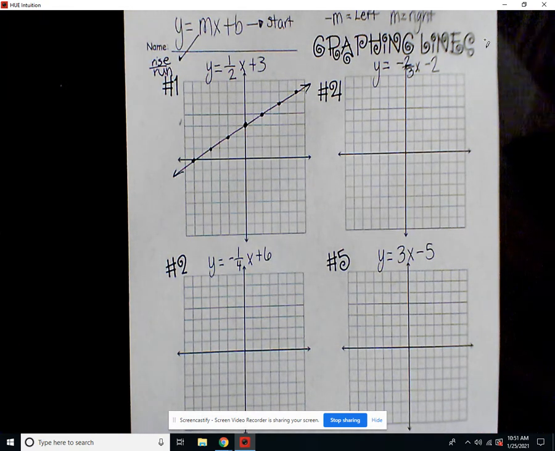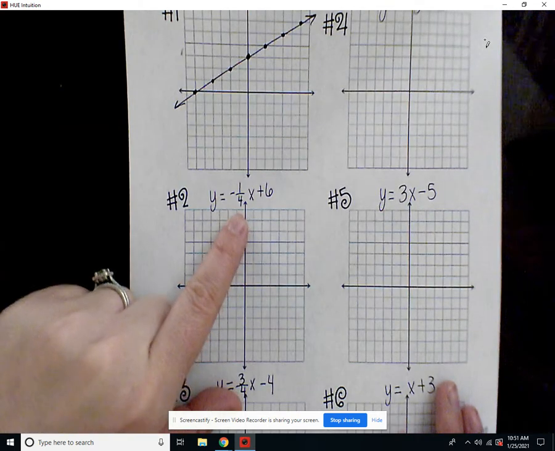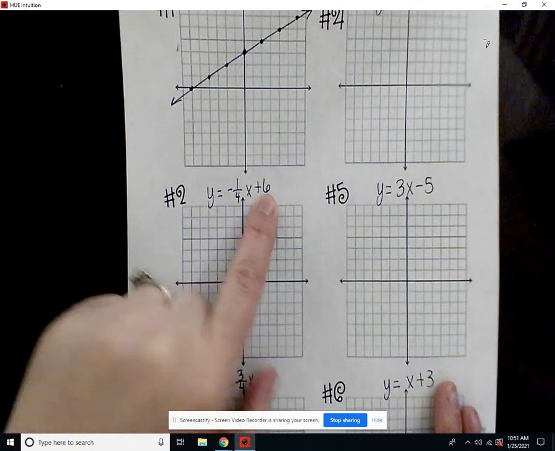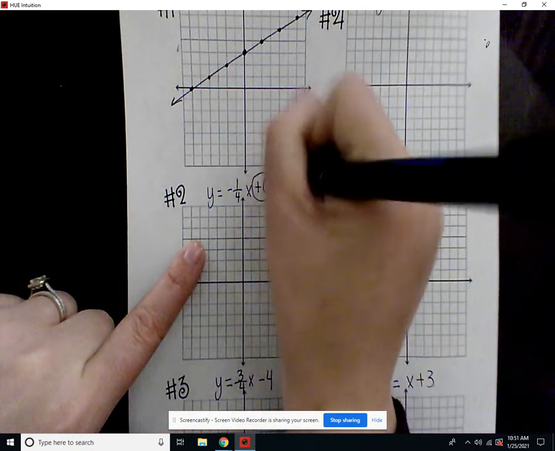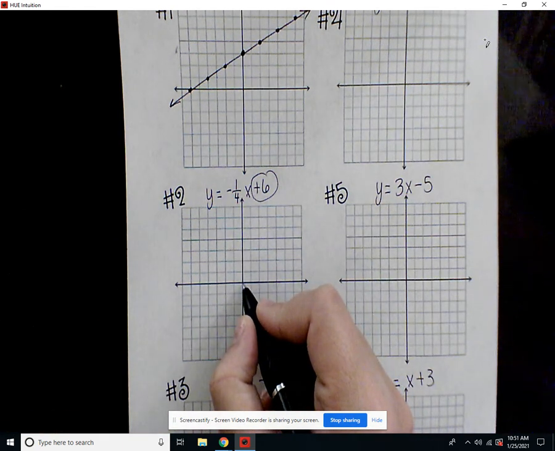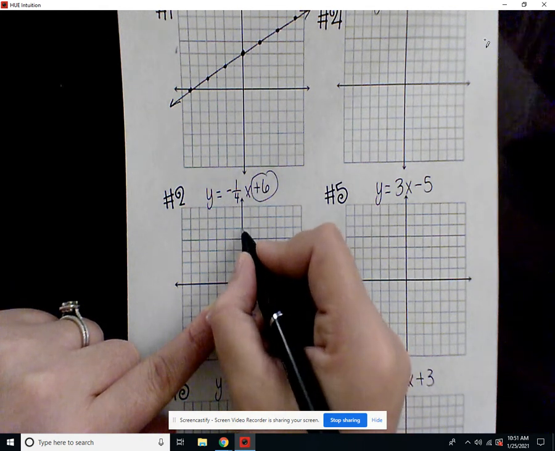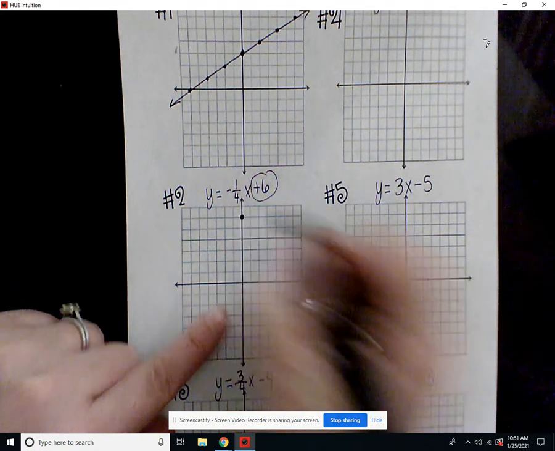All right, so let's look at a negative one. So negative 1/4 x plus 6. So again, we start at the back. I'm going to circle it. So we're going to start at positive 6. Start at the center. We're going to go on the y-axis 6 spaces up. 1, 2, 3, 4, 5, 6, and put a dot.